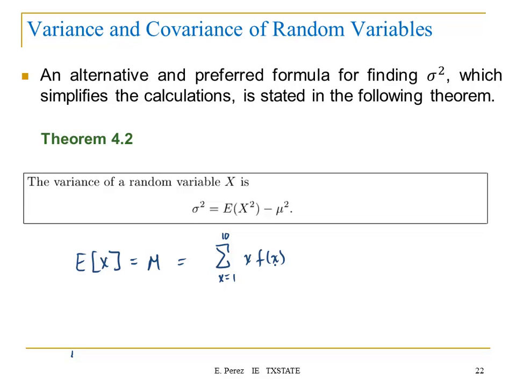If you want to find the expectation of x squared, then what you do is the following. You do the same thing, but instead of multiplying times x, you multiply times x squared. Remember the example in which we used 3x minus 1? It's the same concept.